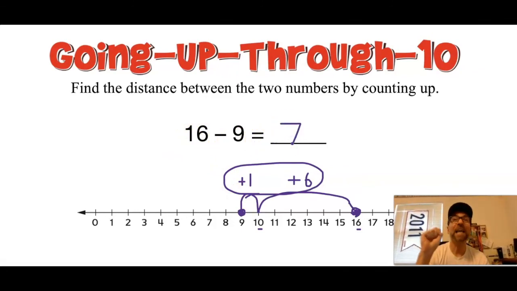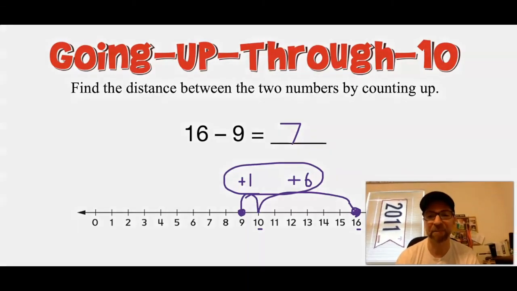If I was starting at 9, how many am I away from 10? 1 away from 10. And then 16 is 6 away. So I have 6 and 1 more is 7. 16 minus 9 equals 7. Today, we did the going up through 10 strategy. That means we've learned the going back through 10 strategy and the going up through 10 strategy. But they both stop at the friendly number 10 to help us solve the problems.